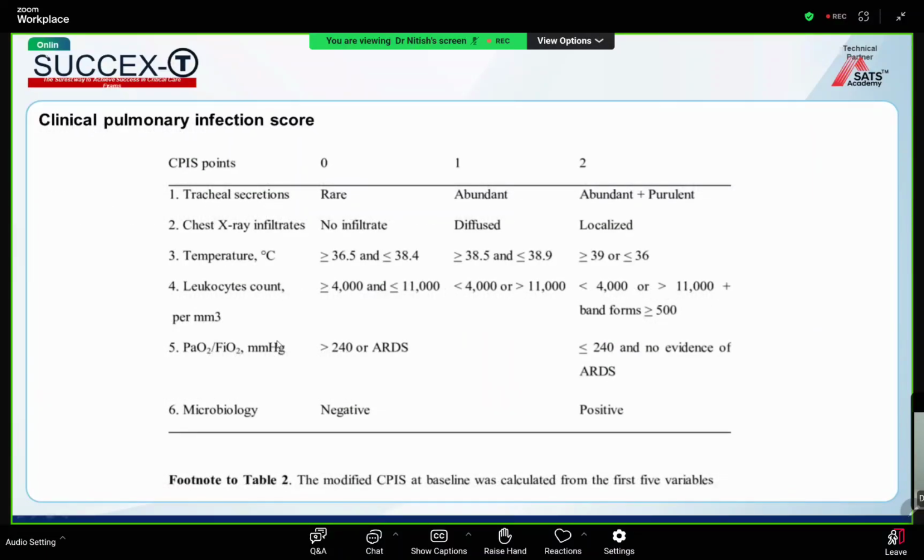There are about 6 components in that. Now there is a modified CPIS score which excludes the last one, which is microbiology. Basically, out of these 6 components, the total score comes to about 12. When the score is more than 6, there is high correlation for VAP. That is what a CPIS score means. Remember, the CPIS score is not used for de-escalation of antibiotics or for the decision of an antibiotic. It only tells us the correlation between VAP and the clinical criteria.